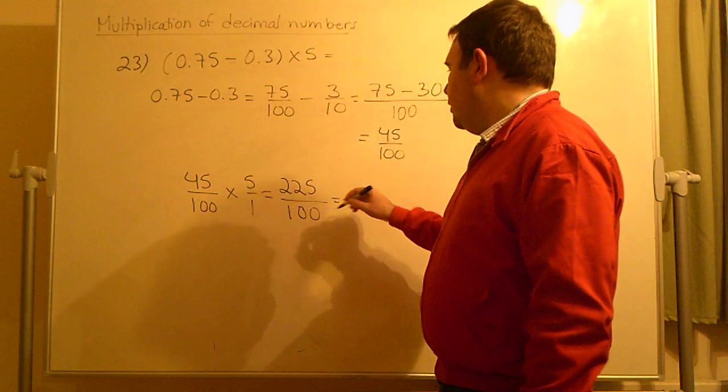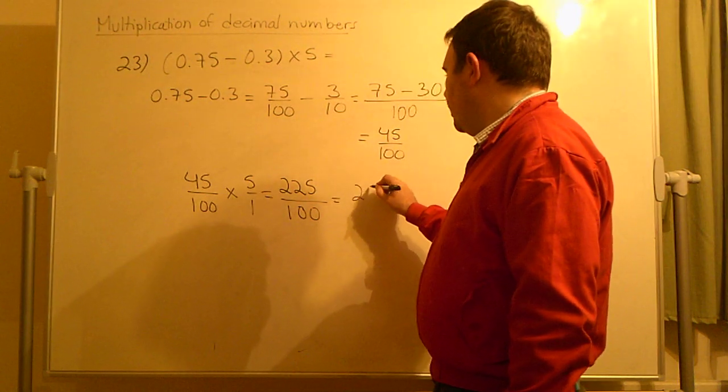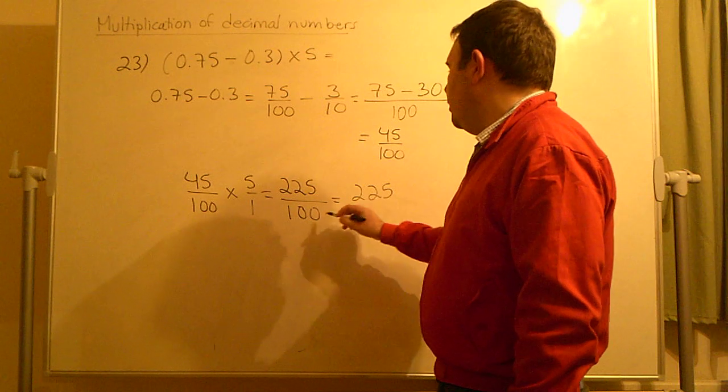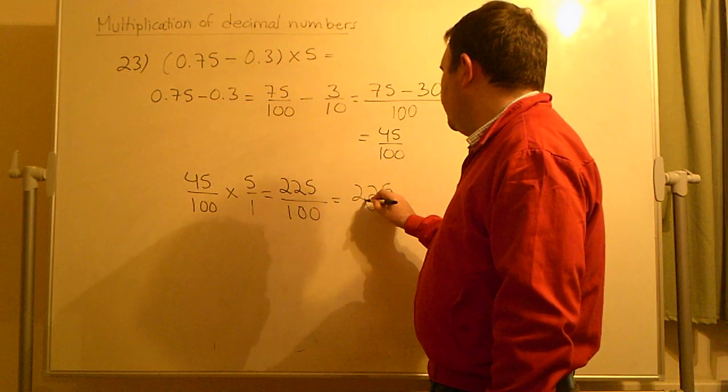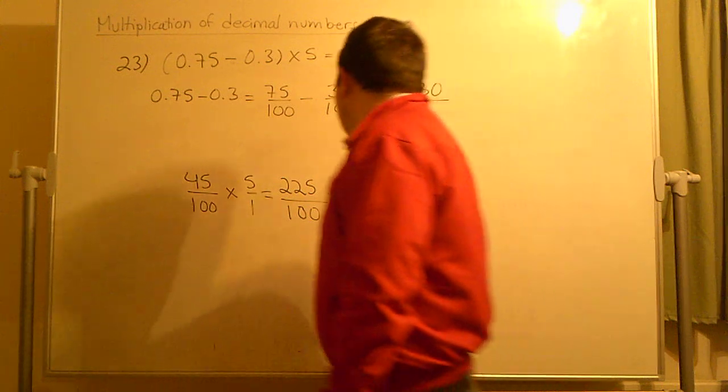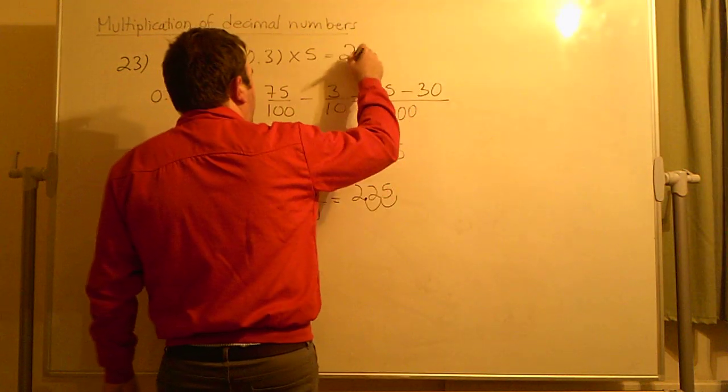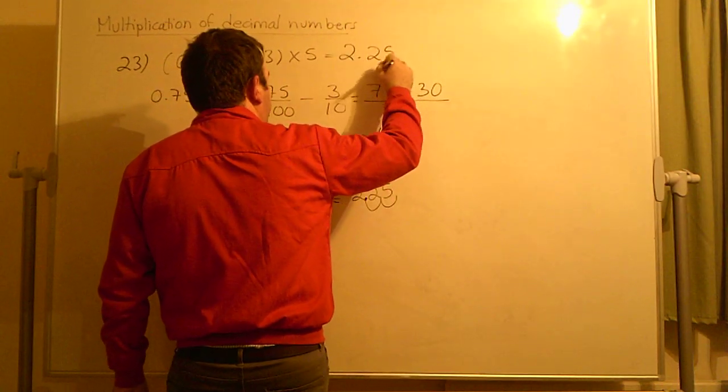So if we want to turn this into a decimal, we need to write down 225, and then we need to count the number of zeros, which in this case would be 2, so we need to move the decimal point 2 places. So the final result would be 2.25.